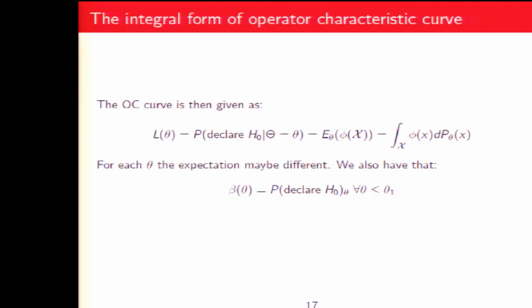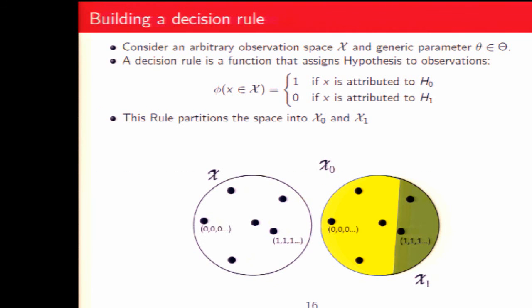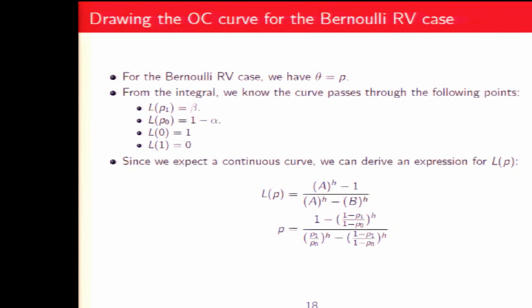What this curve actually is, is the probability of declaring the null hypothesis given that the parameter is equal to a specific value. And it's basically just an integral of an indicator function. As you saw back here, the decision rule is nothing more than an indicator function on one of these sets. Because of that integral, the operator curve has to walk through very specific points. These are points that the operator curve must pass through. If I assume that the operator curve is continuous, I can derive this expression down at the bottom, which is the operator curve derived for the very specific case of Bernoulli random variables and sequential probability ratio tests as the decision rule.